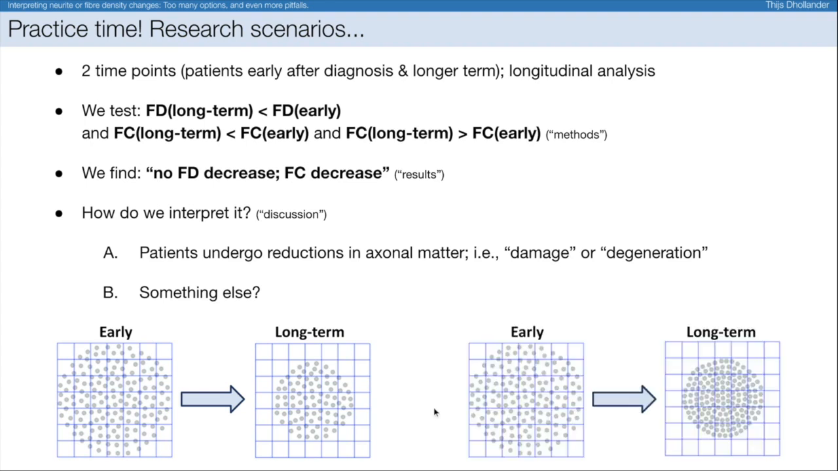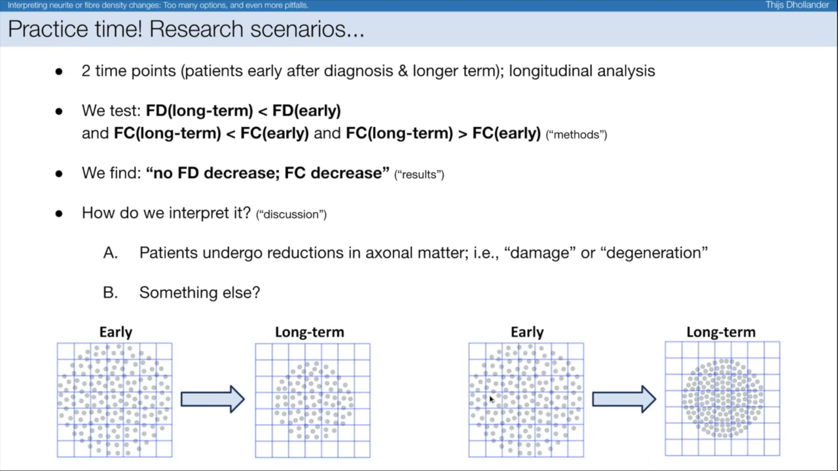How about this one? Fiber density decrease? No, it did not decrease. It increased. Fiber cross-section decrease? Check. It did decrease. So we did not check for a fiber density increase. But what would a fiber density increase even be? Well, again, the same number of axons are here, but they got closer to each other.